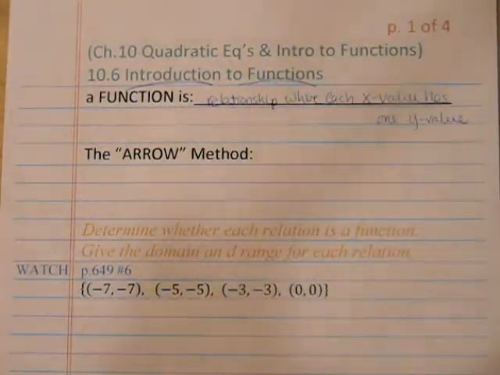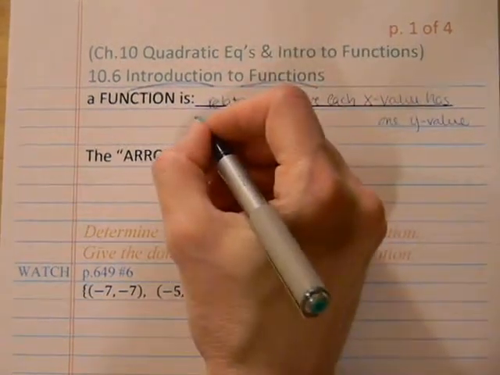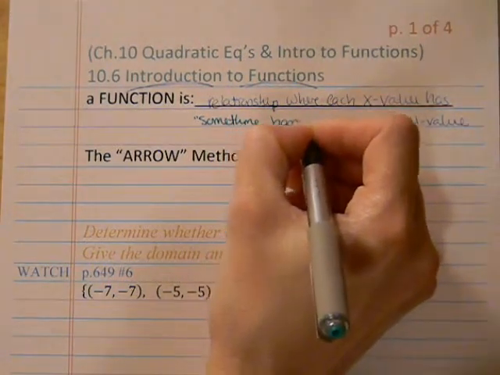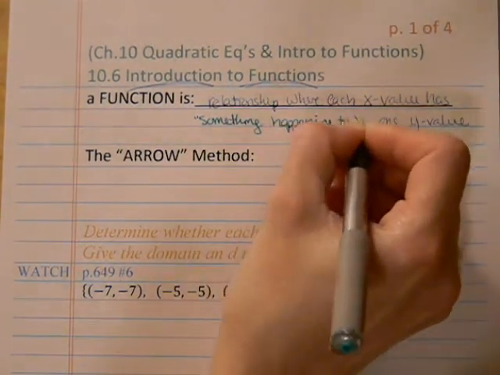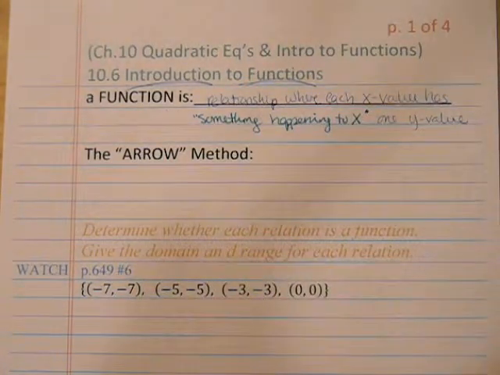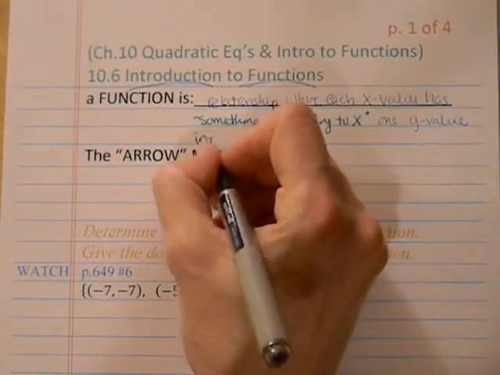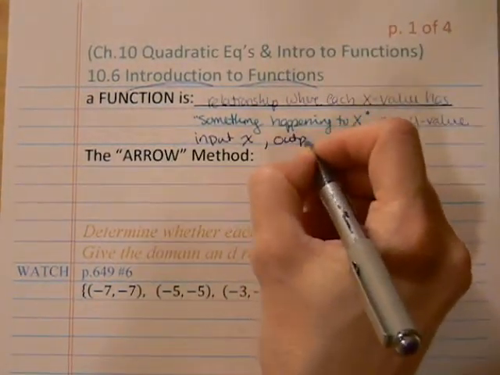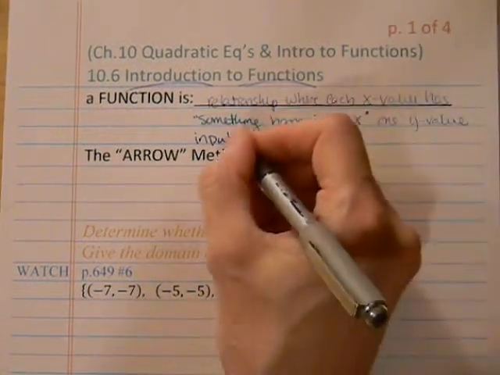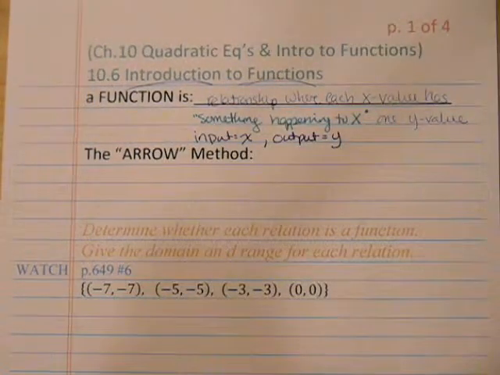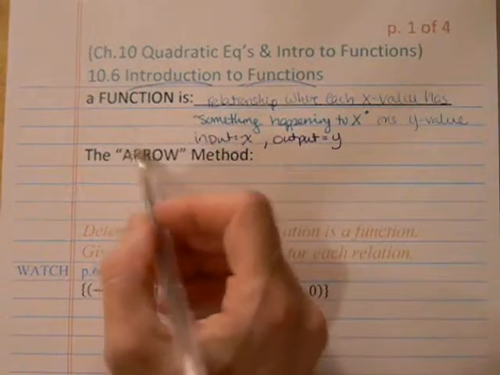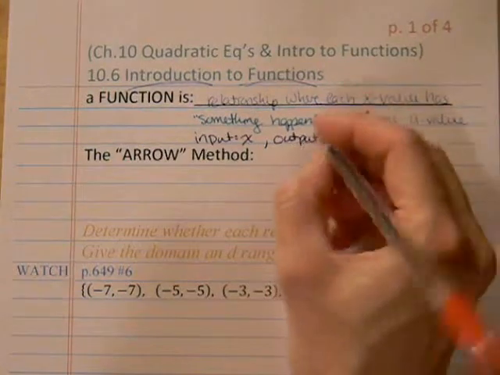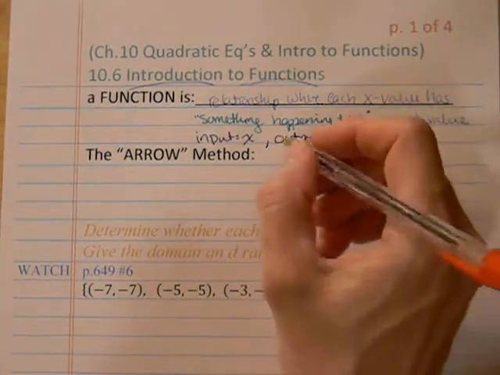Okay, and that's another way you can think of it, as something that's happening to x. Or you can think of it as you input an x value and the output that you get equals the y value. Okay? Very simply, I call this the arrow method of determining whether something is a function or not. Let's look at a couple pieces of vocabulary before we jump in here.